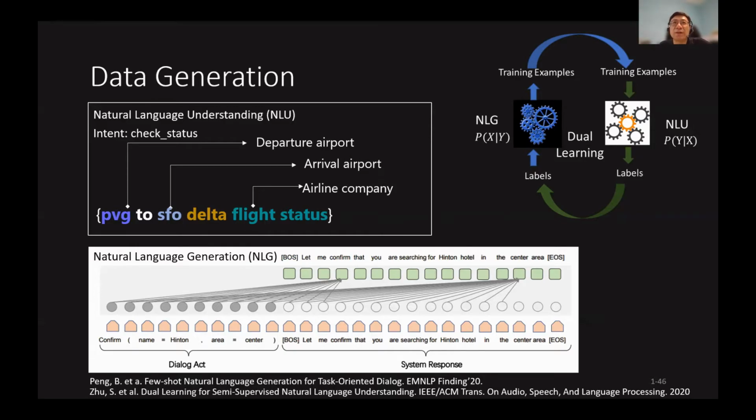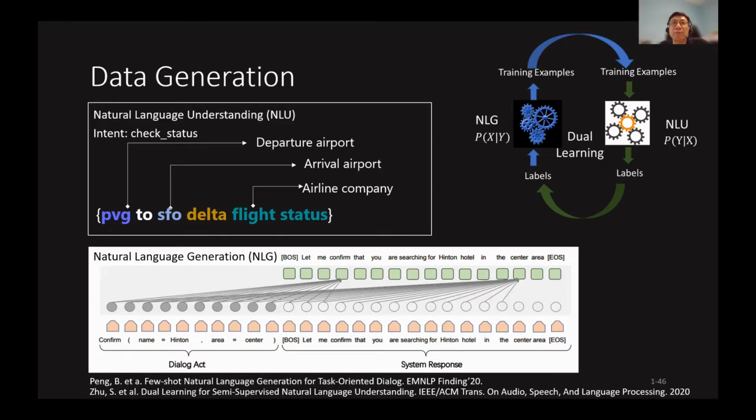This NLU task often serves as a key component in task-oriented dialogues. In the terminology of dialogues, the intent plus the slots are often called a dialogue act. So we can also say that the NLU task is to derive a dialogue act given the user input. To generate the synthetic training data for this NLU task, the input is the dialogue act, and the output will be a sentence corresponding to the dialogue act. This task is called NLG, natural language generation.